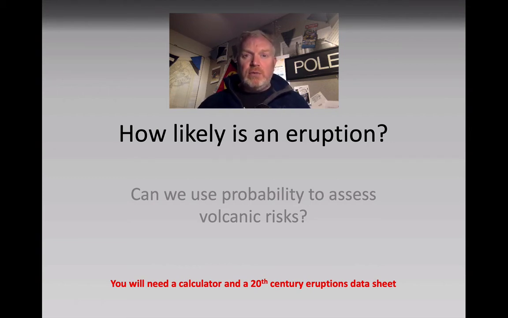For this lesson you need a calculator, and you also need the 20th century eruptions datasheet. You'll find this stapled to your Theme 0 Part 2 booklet. We're working on pages 4 and 5 of that booklet. Let's go.